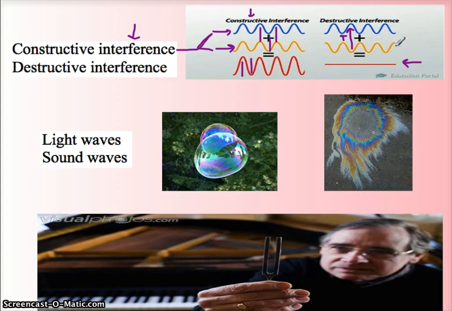So let me remind you. Constructive is when the crests overlap. The amplitude will be the sum of each wave's amplitude. Destructive is when the crest of one wave meets the trough of another. The result is a smaller amplitude than the largest of the two waves. Now, how does this apply to real life? Well, it applies in light waves and sound waves, and let me give you an example.